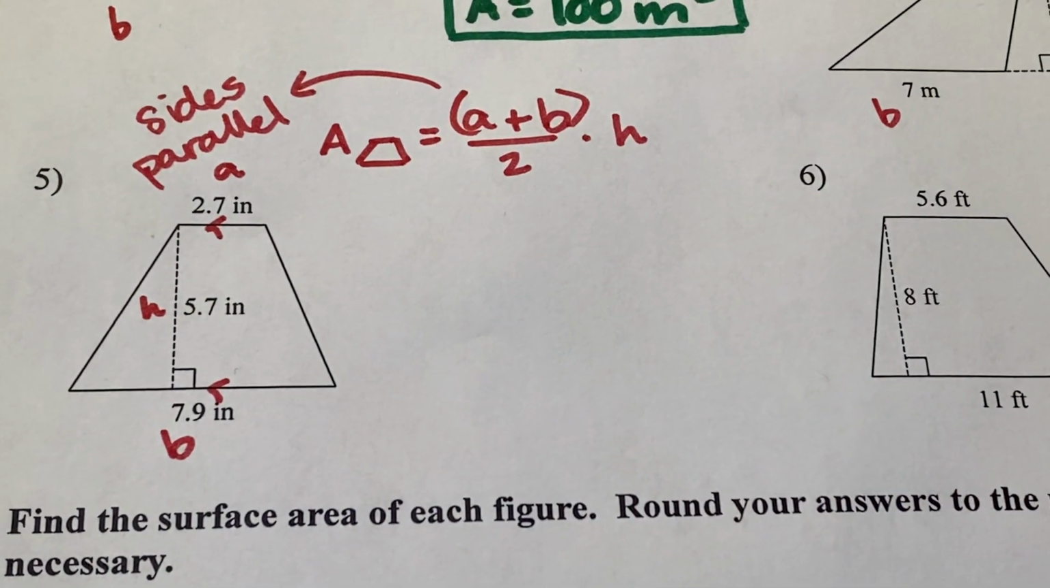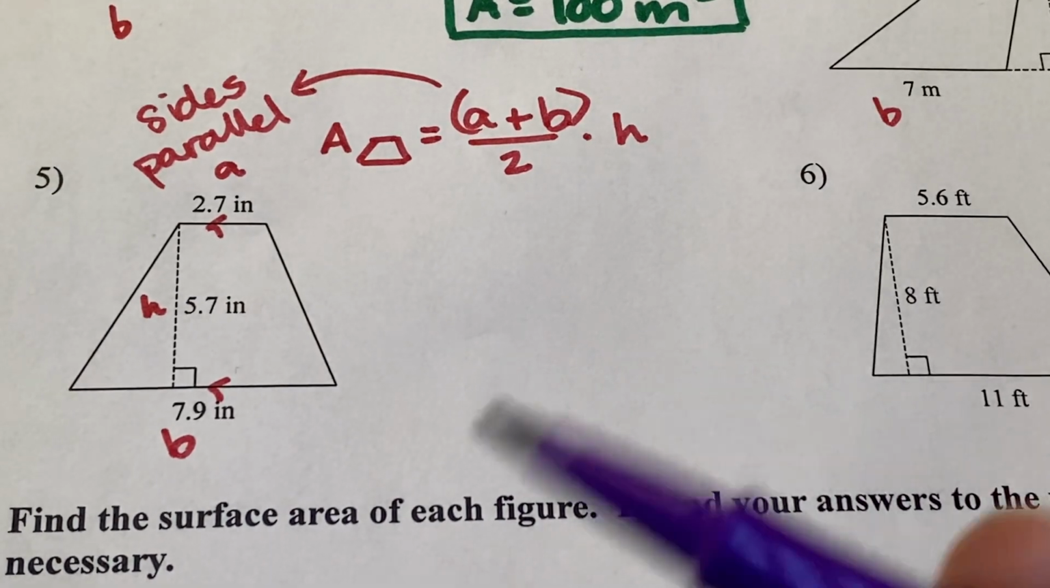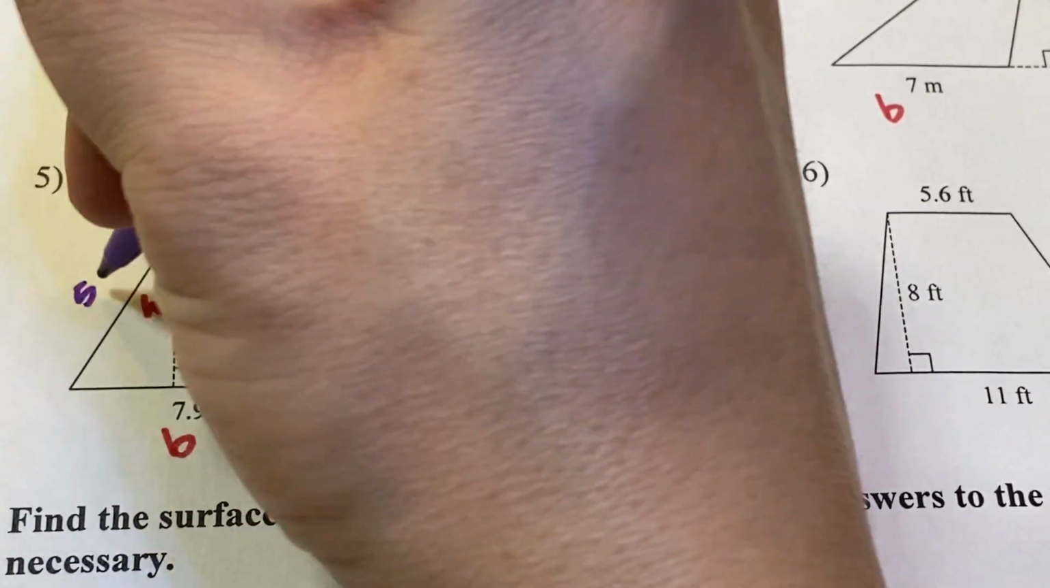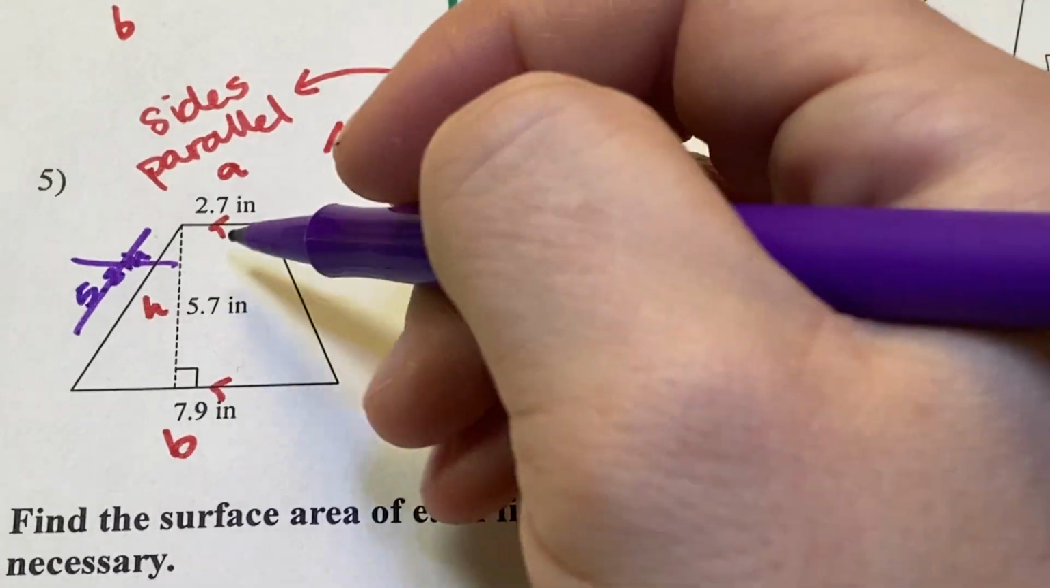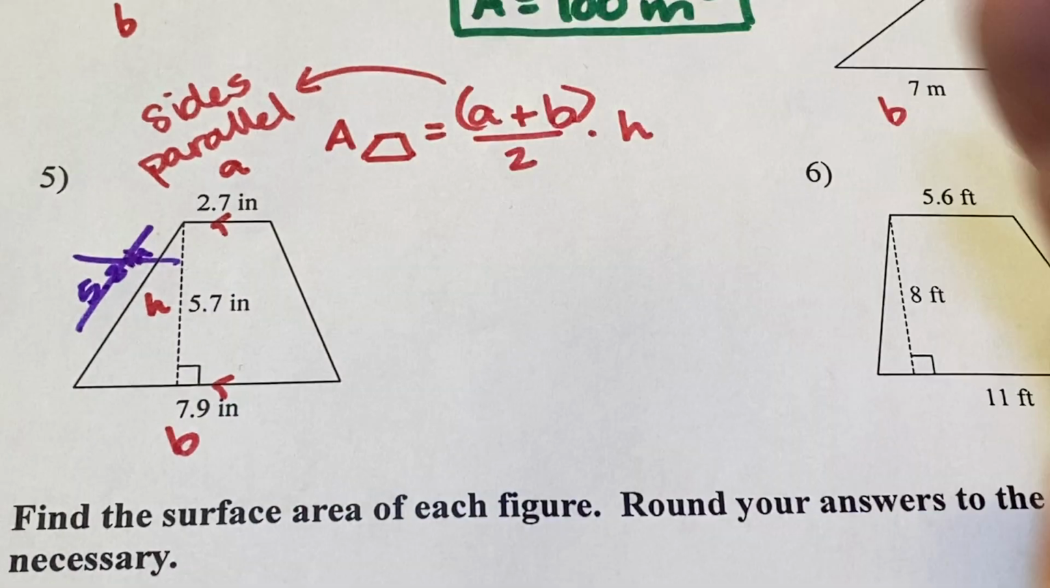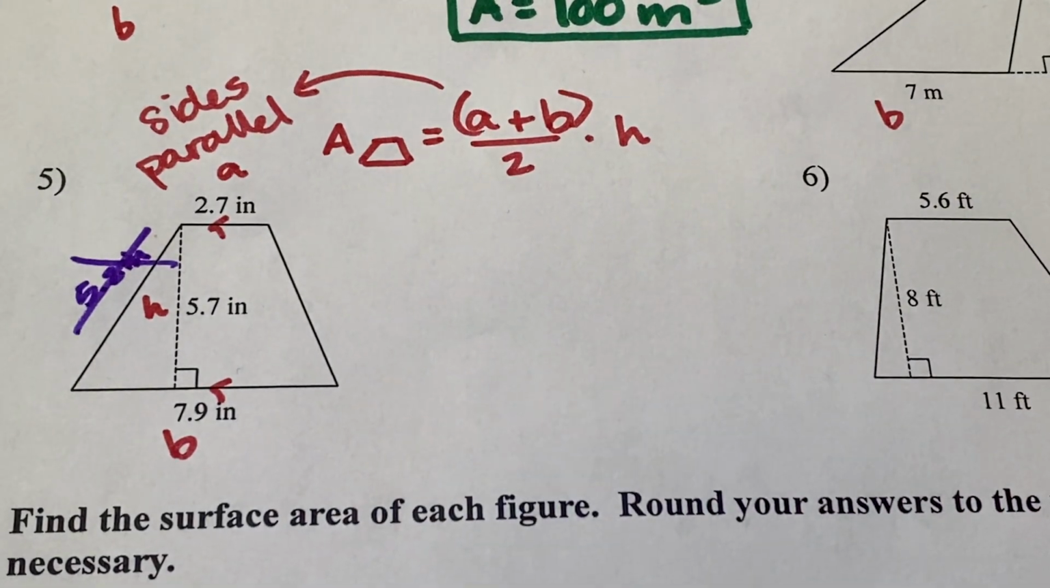Like I said, on your assignment, it might try to throw in some random measurement, like 5 point whatever inches. We don't care about that. We just care about A, B, and height. Alrighty, so let's go ahead and plug it into our formula.